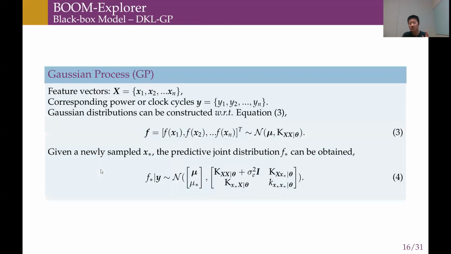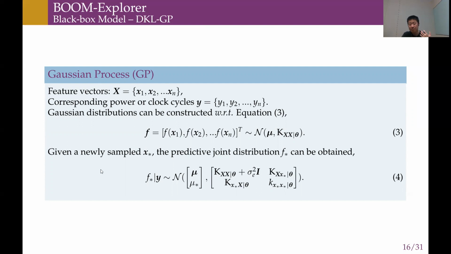And for the black box model, the DKLGP, first we introduce the Gaussian process. The Gaussian process can be expressed with equation 3. And we give the noise value, which follows a normal distribution. And when we are given a newly sampled X, the predictive joint distribution can be obtained with equation 4 here. So it has a closed form.